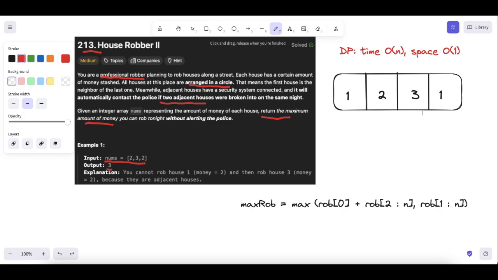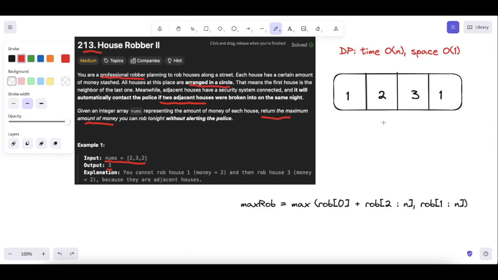Now we're going to go through the solution that we used for House Robber 1, because the solution for this problem is actually just going to be a tweak to that algorithm we already learned during House Robber 1. So again, we're going to use dynamic programming, which will allow us to solve the problem in a linear time complexity, as well as a constant space complexity.